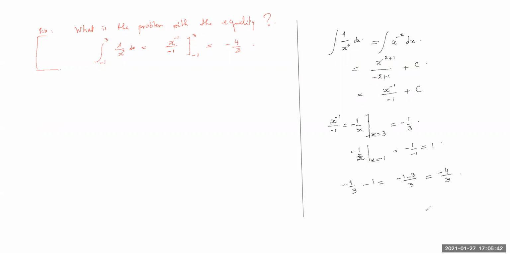So it seems correct. What do you think? Is it correct? So this difference is correct. The value of the function is correct, and the antiderivative is correct. And it seems they applied the theorem and everything is working. Is it?